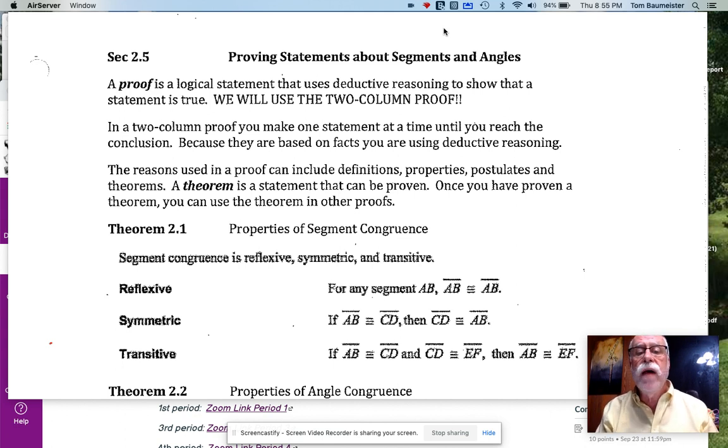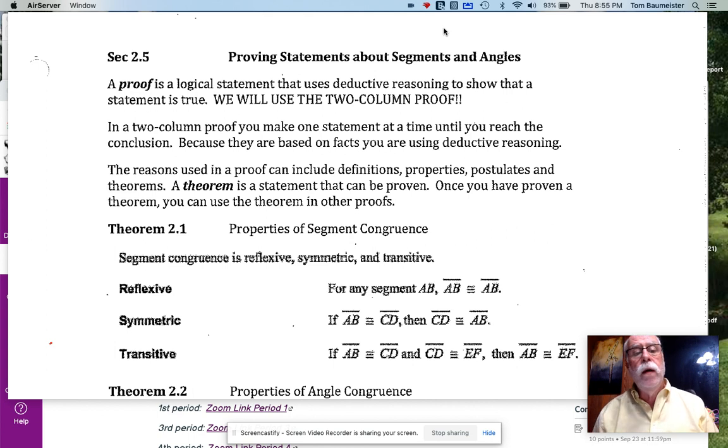Because they are based on facts, again, you are using deductive reasoning. The reasons used in a proof can include definitions, properties, postulates, and theorems. A theorem is a statement that can be proven. Once you have proven a theorem, you can use that theorem in other proofs. As we keep going along here, we're going to have more theorems.